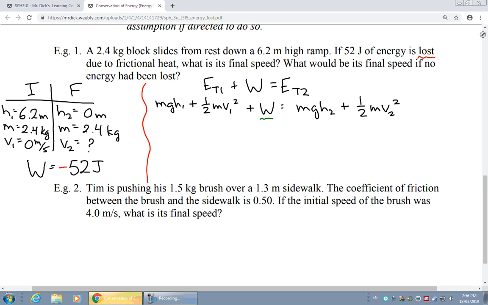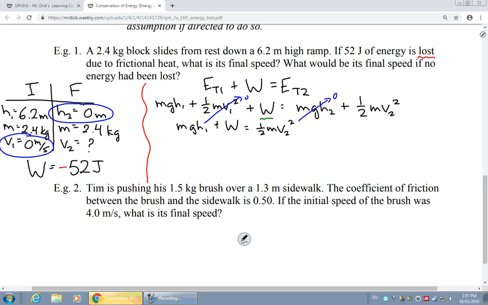But there is some other simplifying we can do. So remember that H2 is 0 meters. So any term that involves H2 is going to go to 0 and completely disappear from our calculation. We also know that V1, or the initial velocity, was 0, so anything that involves V1 is going to get eliminated from our calculations as well. And that just makes it a little bit simpler when we actually go to start substituting some things in. So in reality then, that means we have mgh1 plus W equals 1/2 mv2 squared.